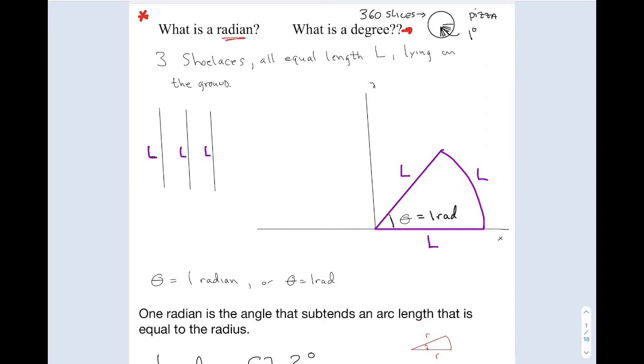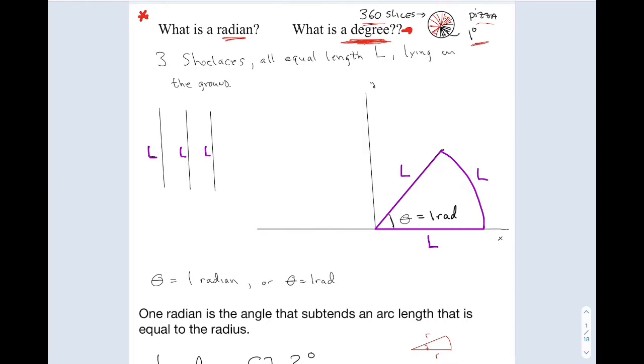The first thing you can also ask is, well, what is a degree? Everyone understands what a degree is. What is 1 degree? Well, imagine you have a pizza, and you take 360 equal little slices. You chop it up, cut it into 360 equal portions. Each of those is 1 degree. So that makes sense.